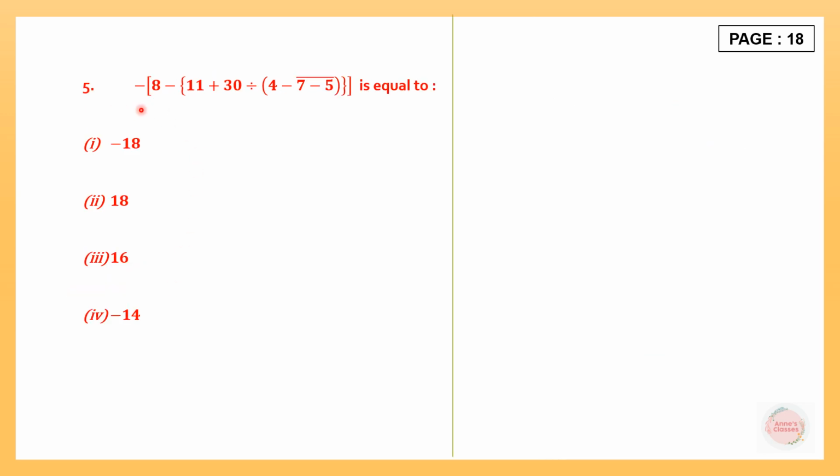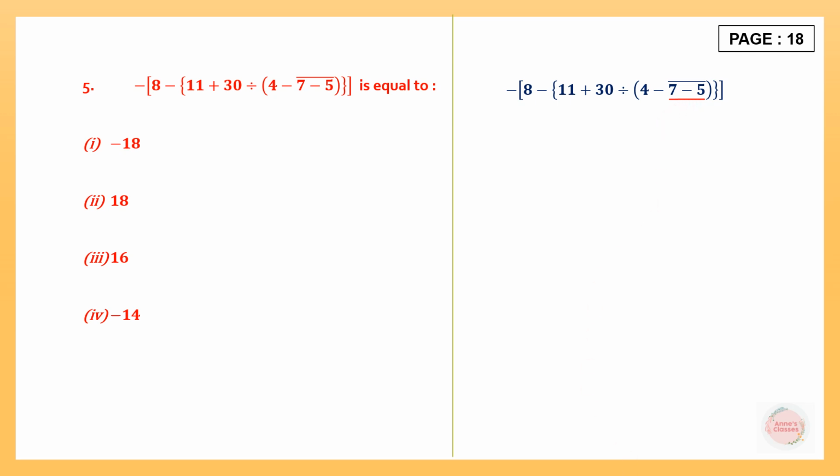Question 5. We have to work this out and find what this is equal to. So let's begin. So here children, as you can see, there are many brackets. We have the square bracket, the curly bracket, the parenthesis and the bar bracket. And according to BODMAS, we have to remove the bar bracket first. So what is under the bar bracket? 7 minus 5. So 7 minus 5 is 2. So everything else will remain as it is. All these will remain as it is. Only underneath the bar bracket, 7 minus 5 will now become 2.